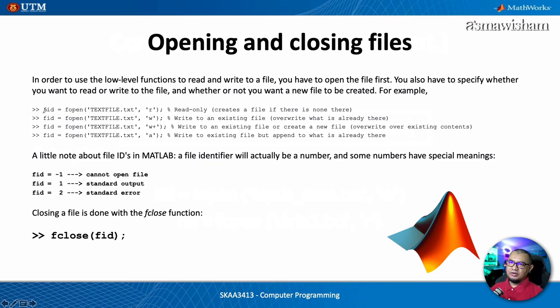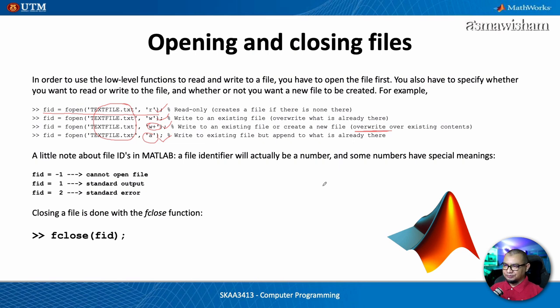So FID equals fopen, the text file name, and then this is the permission, either R or W. This one is something new, W plus, but we don't use this one. W plus means it will override. And A is append, so it will keep on appending. This is what I described before.